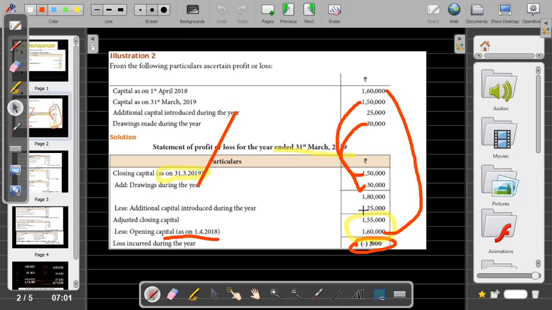From this, what are you going to subtract? Additional capital for the year. See this additional capital.